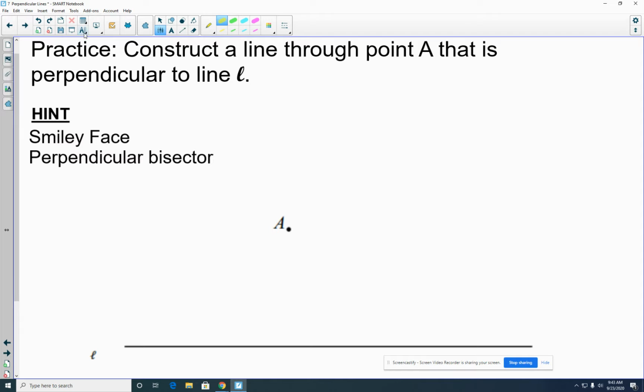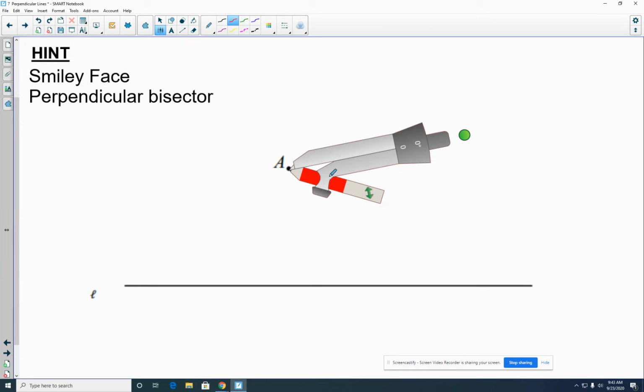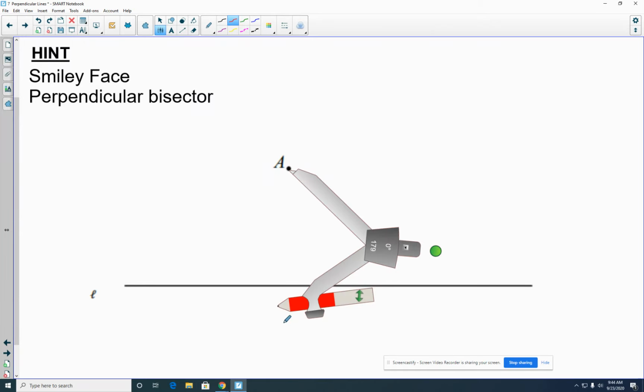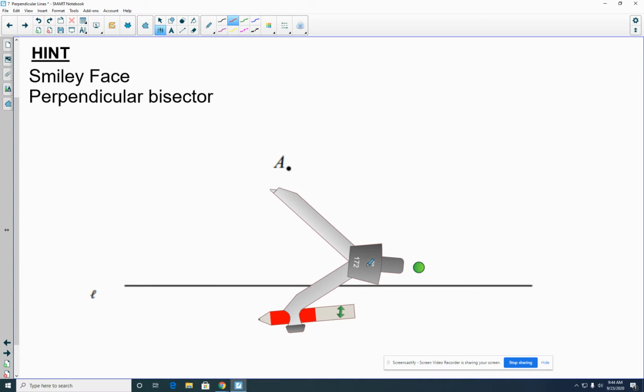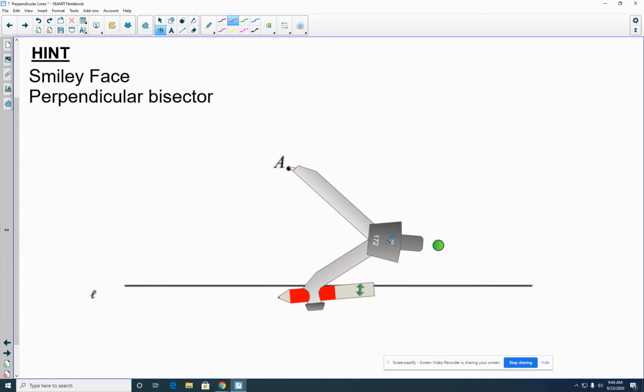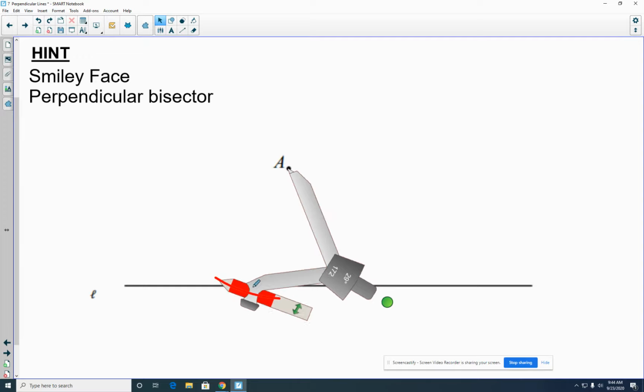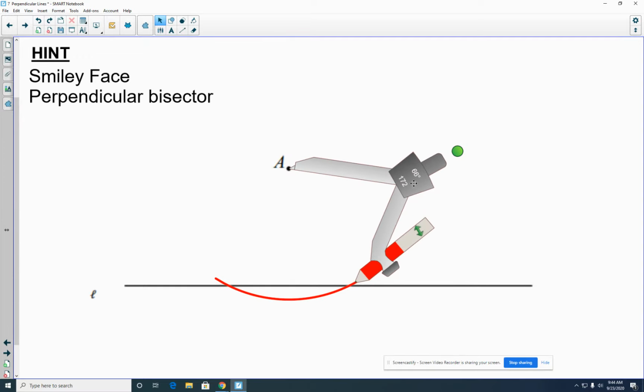So let's start. Take our compass, and let's start with our smiley face. So needle at A, open up past L, fantastic. And it could be even closer. Oops. And let's swing a smiley face. Smile through the line. So 2 points of intersection now.